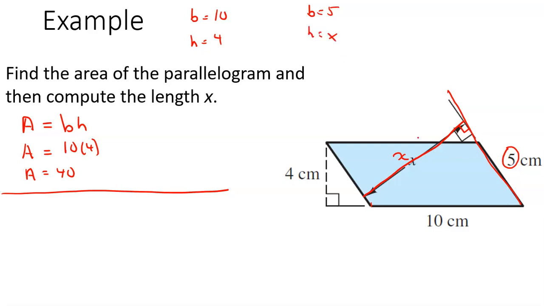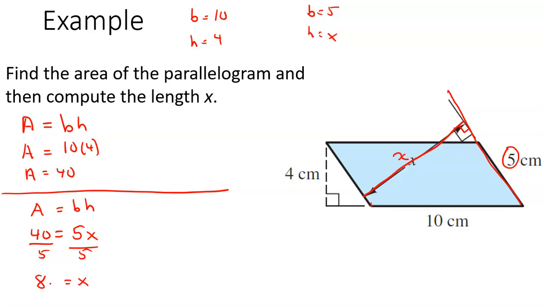Now, the area is not changed, right? That blue area remains exactly the same. Even though we're going outside the parallelogram, that's okay. So the second time I calculate it, again, I'll use my area equals base times height formula. We said the base was 5, the height was x, but this time we also know that the area is 40. Now divide both sides by 5, and I've got my missing length.